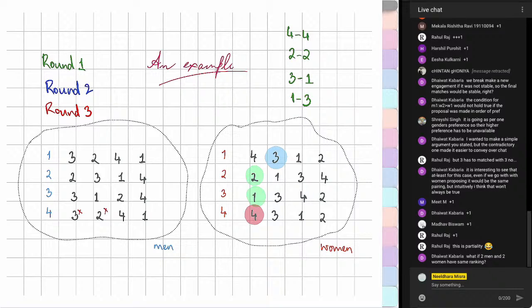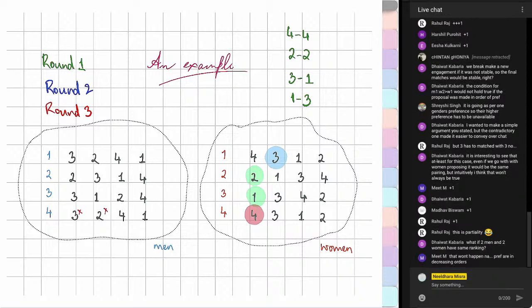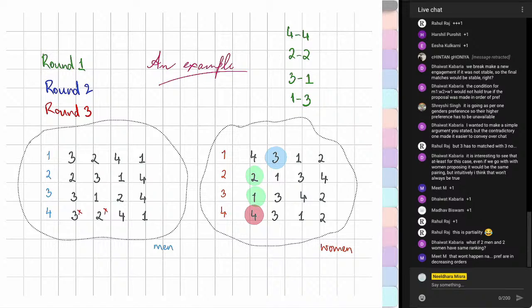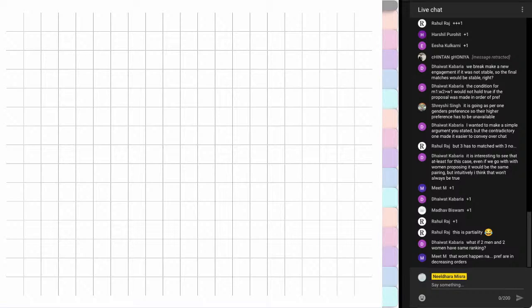What if two men and two women have the same ranking? Well, I guess that's a possibility. Let's check it out. So they have the same ranking, meaning, let me just try and understand. Are there just two men and two women in the entire instance, and they all have the same ranking? I suppose.